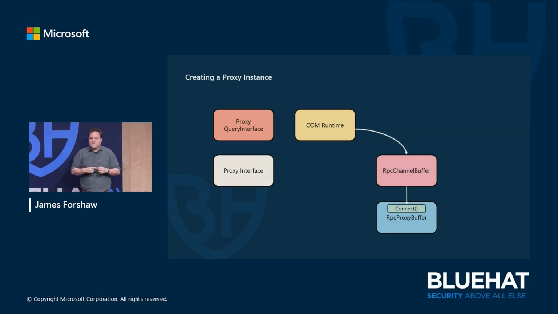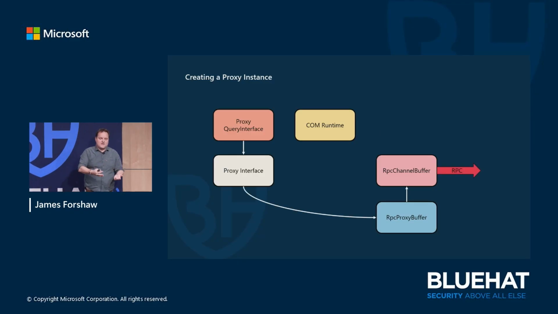The COM runtime then knows where that server is, so it builds a new object called the RPC channel buffer, which is basically the transport interface for how to send RPC calls to the remote server. It passes it to the Connect call in this proxy buffer, and now your proxy is actually connected to the out of process COM object, or to the remote server.